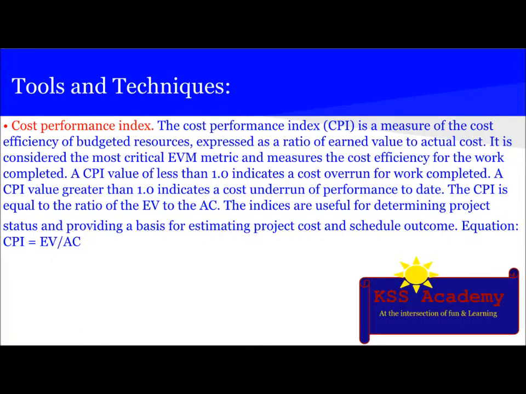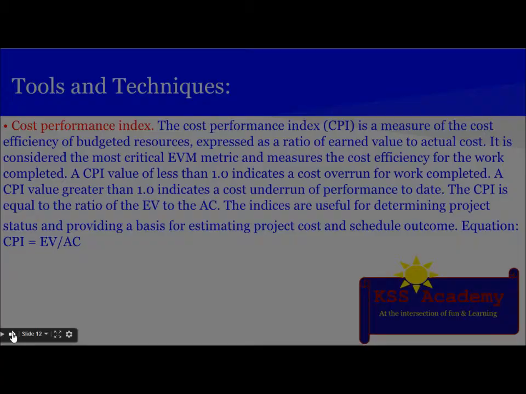Next thing is Cost Performance Index, also known as CPI, a measure of cost efficiency of the budgeted resources, expressed as a ratio of earned value to the actual cost. It is considered the most critical EVM metric and measures the cost efficiency of the work completed. A CPI value of less than 1 indicates cost overrun for work completed, and a CPI value greater than 1 indicates cost underrun of the performance to date. The CPI is equal to the ratio of earned value divided by actual cost. The indices are useful for determining project status and providing a basis for estimating project cost and schedule outcome. Equation is given by CPI = EV divided by AC.